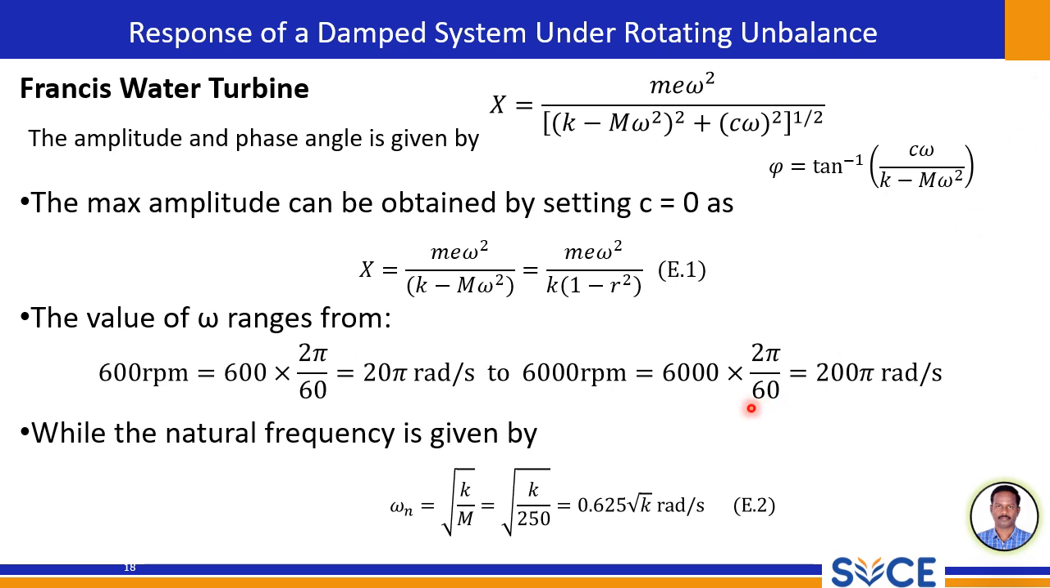Now, let's calculate the operating frequency range. The turbine operates between 600 and 6000 rpm, and the range is 20 pi to 200 pi radians per second. Next, we will calculate the natural frequency. The natural frequency is given by the square root of k by m. We know the mass of the rotor is 250 kg. Therefore, the natural frequency is 0.625.